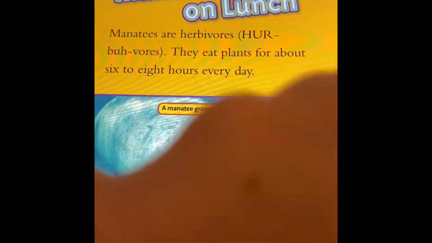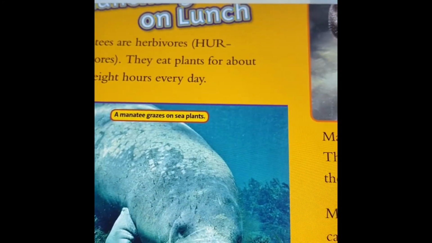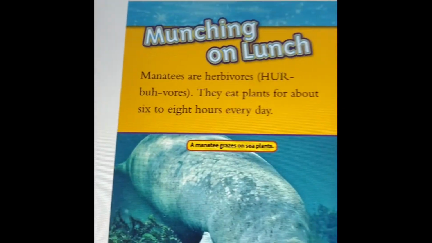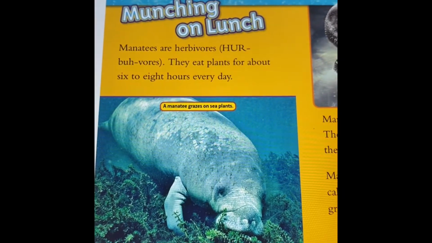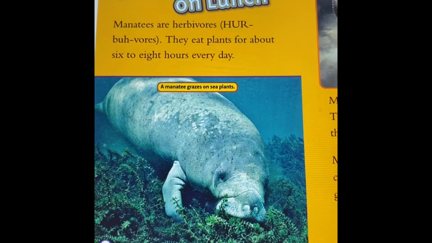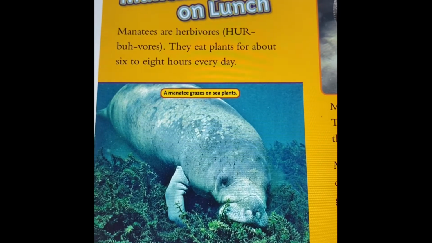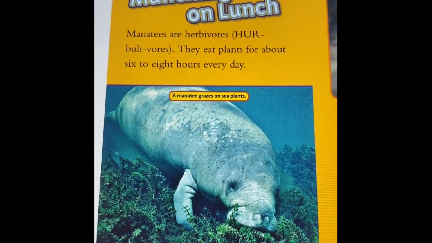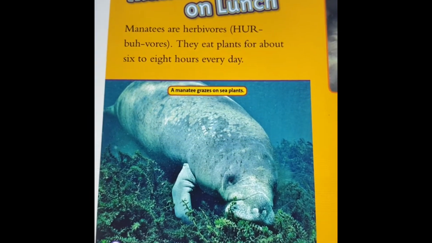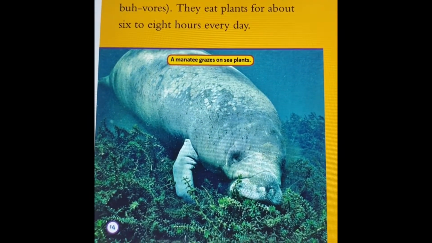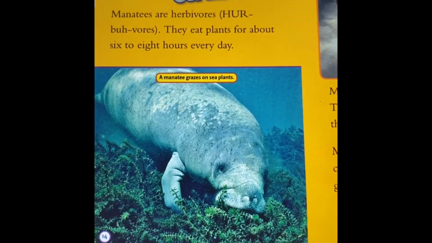Why aren't you letting me see? I think it's supposed to say, let's see, there we go. I fixed it. Munching on Lunch is our next heading. It says manatees are herbivores. An herbivore is someone who only eats plants. It says they eat plants for about 6 to 8 hours every day. And our caption here says a manatee grazes on sea plants.